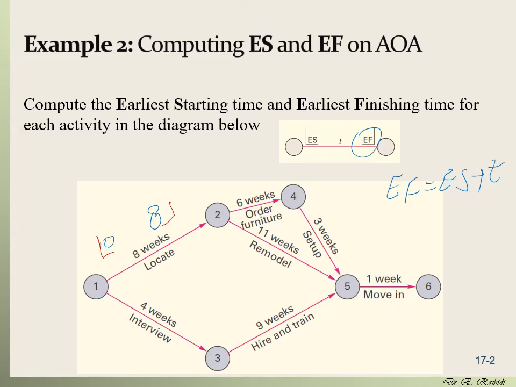And we do the same for the arrow 1, 2, 3. The earliest start would be 0, and the early finish would be 0 plus the time that activity 1, 2, 3 would take, which is interviewing, and would take 4 weeks. So that's 0 plus 4, which is 4. So this is 4.